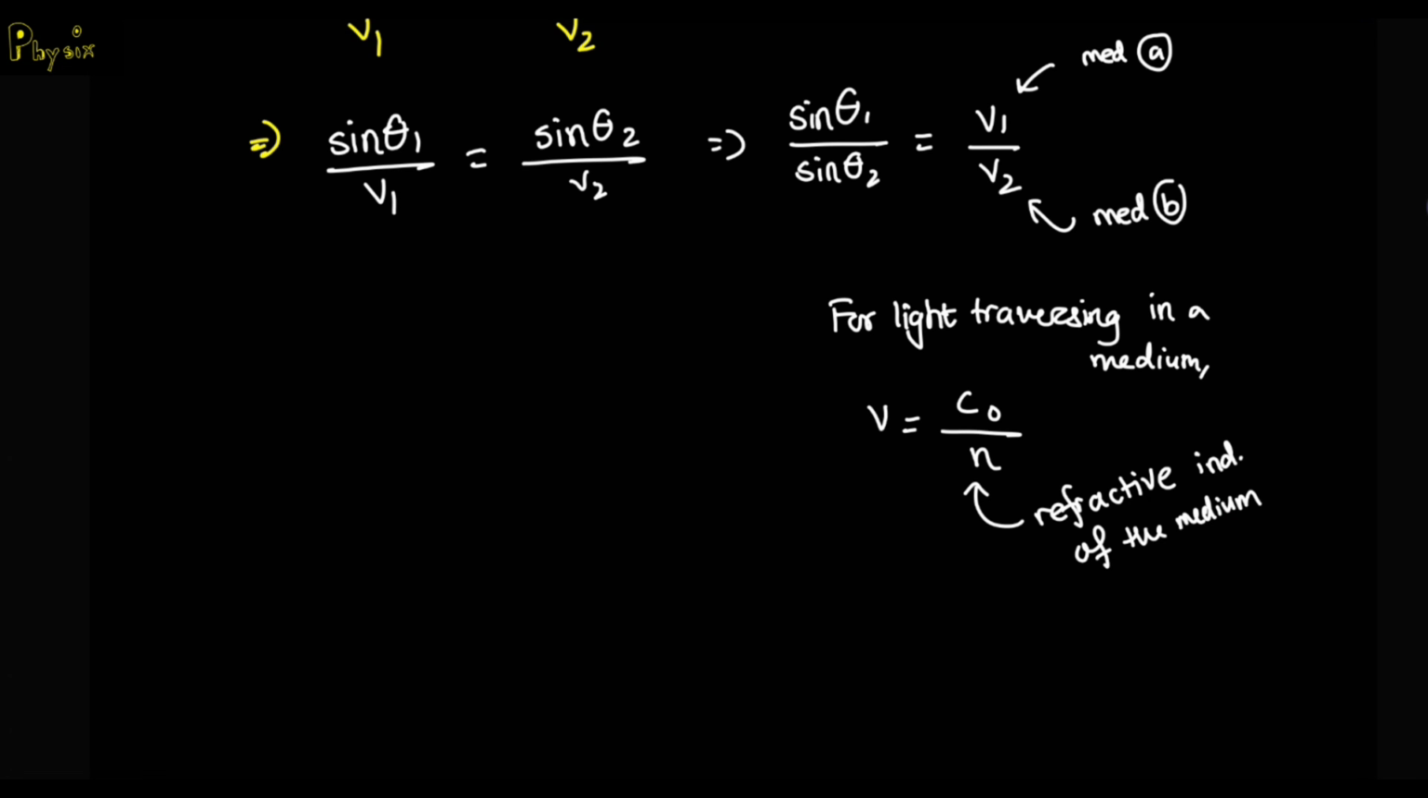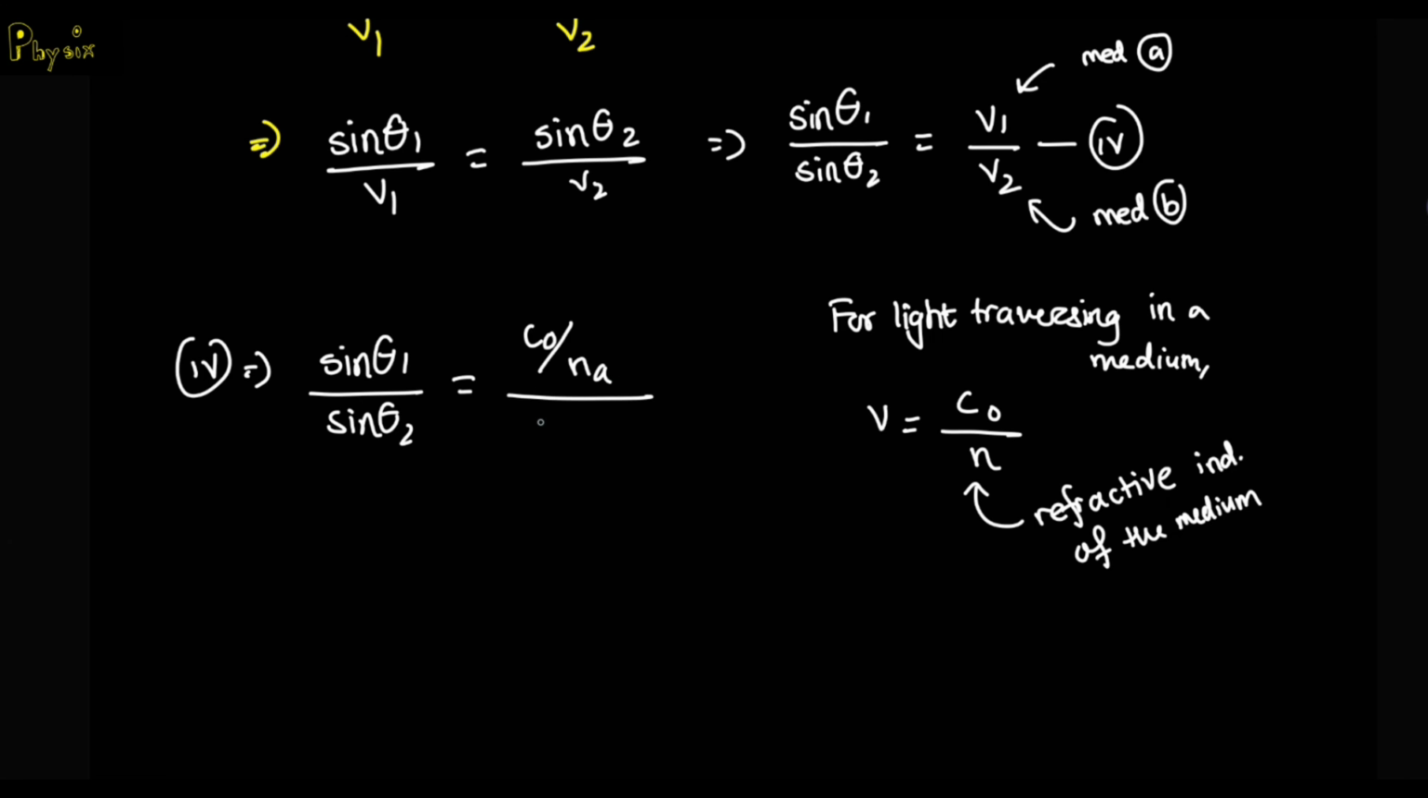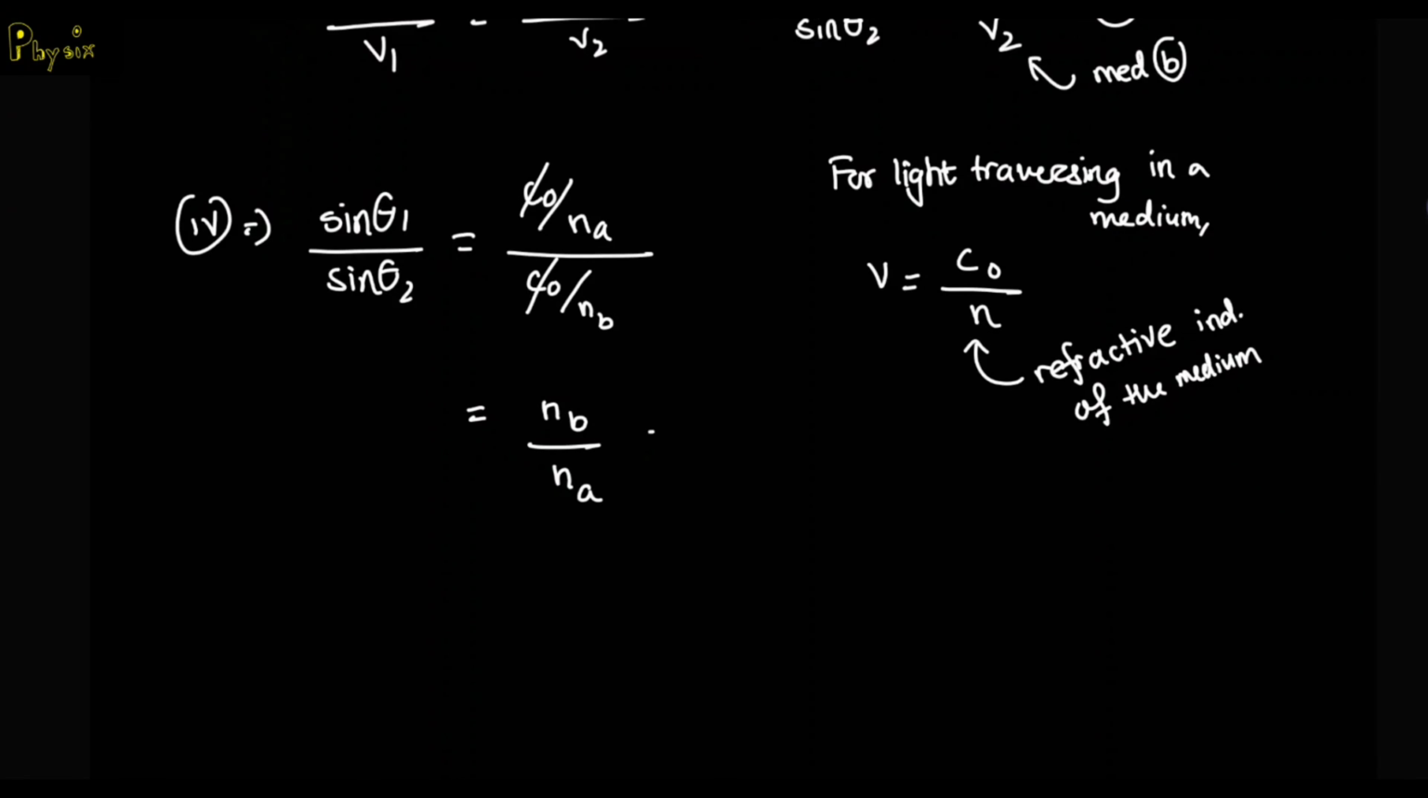If that really is the case, then using this as equation 4, we could write sine of theta 1 over sine of theta 2 to be c naught over n sub A and c naught over n sub B, where n sub A and n sub B represent the refractive indices of medium A and medium B. So we could cancel c naughts out and we are left with n sub B over n sub A.